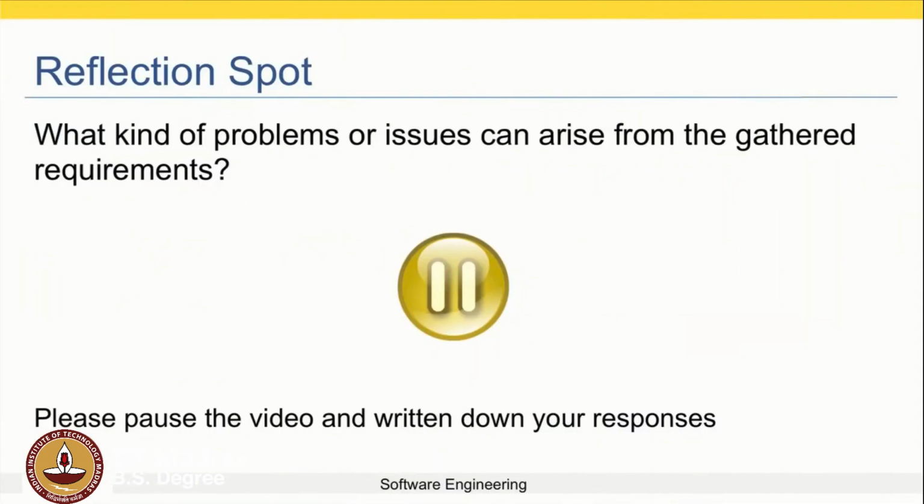So let's take the example of the Amazon seller portal which we discussed earlier. Let's say we got a bunch of requirements from different clients, different stakeholders. So now what kind of problems or issues can arise from the requirements gathered? Let's reflect on this question for a moment. So what kind of problems or issues can arise from the requirements gathered? Pause this video and write down your responses before proceeding.